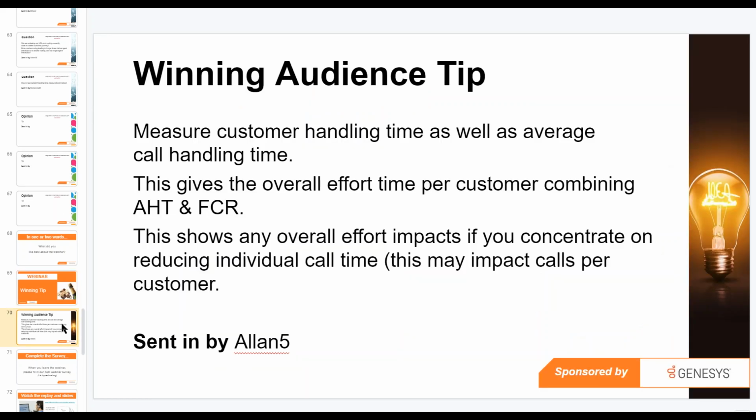Indeed. Well, we've got the winning tip. This comes from Alan 5, who says measure customer handling time as well as average call handling time. This gives the overall effort time per customer, combining both AHT and FCR. This shows how any overall effort impacts. If you concentrate on reducing individual call time, this may impact the calls per customer. I think that's a very good tip. So we'll be in touch with you, Alan, to discuss your prize.